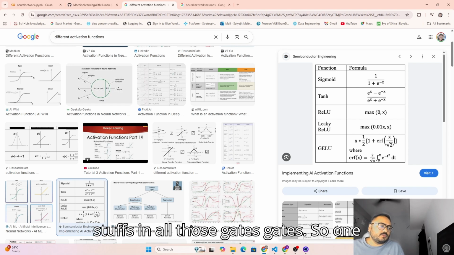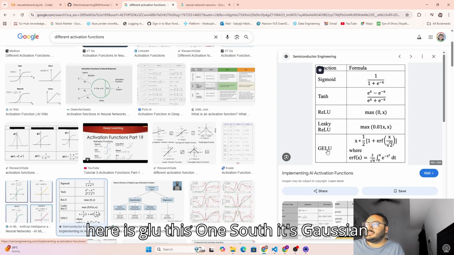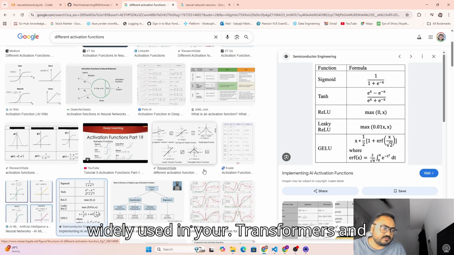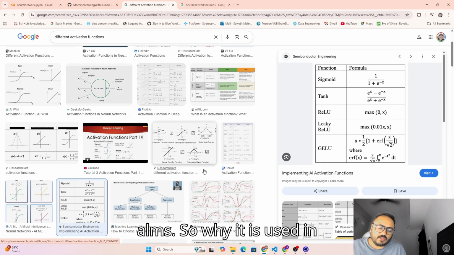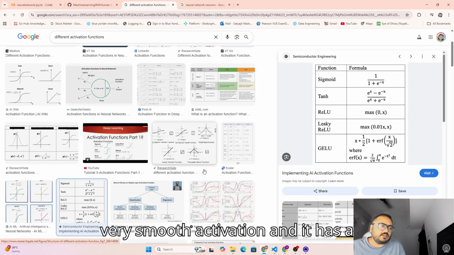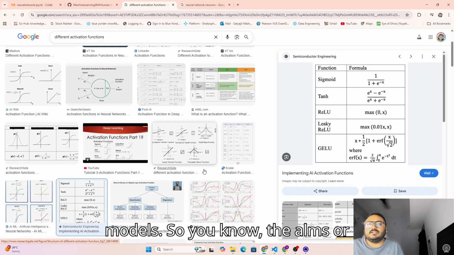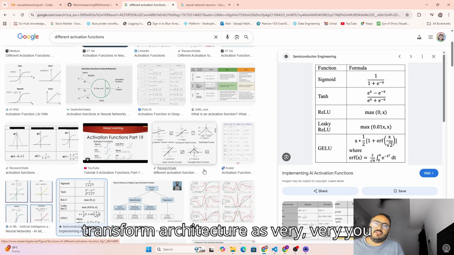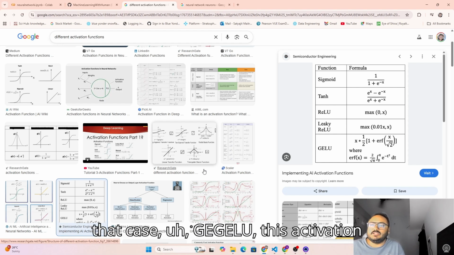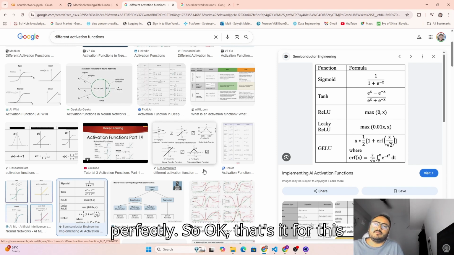One another thing I wanted to touch base on here is GELU, the Gaussian error linear unit. This activation is widely used in transformers and LLMs. Why is it used in LLMs and transformers? Because it has a very smooth activation and better performance in very deep neural models. You know the LLM or transformer architecture has very many stacked layers. In that case, GELU, the Gaussian error linear unit, works perfectly.